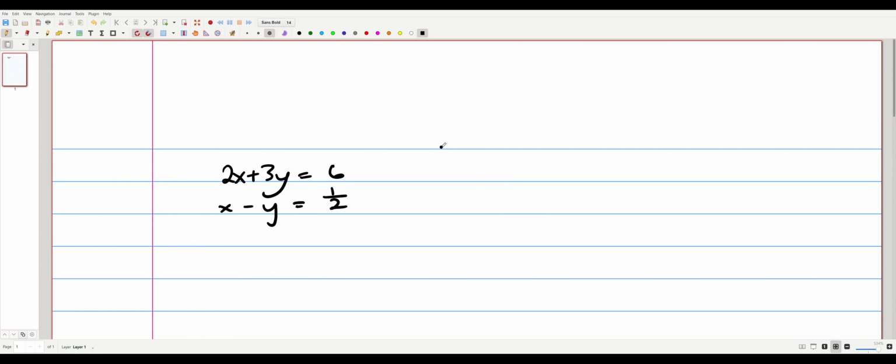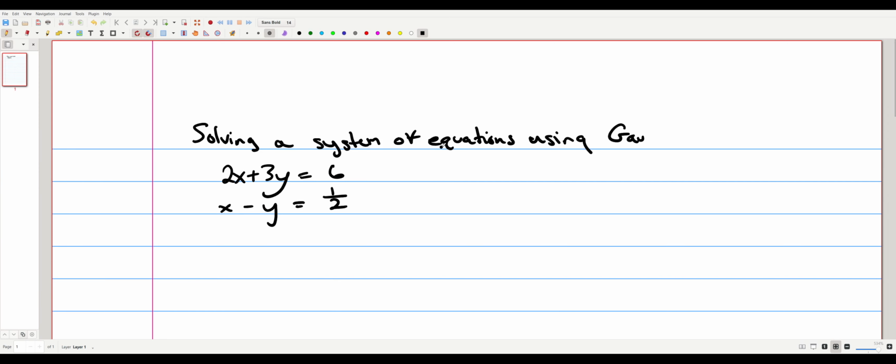And this is solving a system of equations using Gaussian elimination.